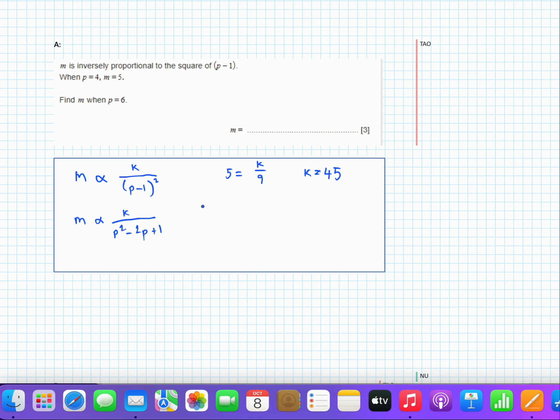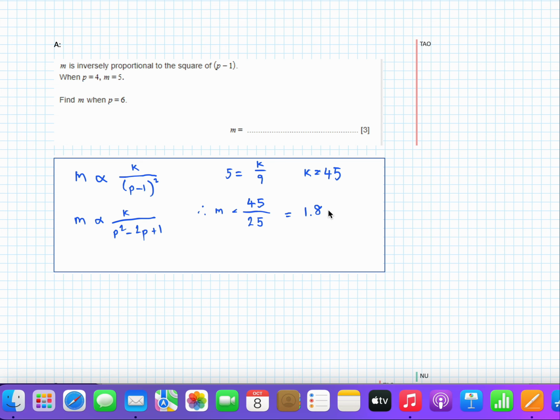And now we're going to plug in again, replacing k in the original equation. 6 squared minus 12. So you end up with k was 45 in this case. I'll just skip that step, we know already. So it's 45. And find m when p is 6. So 6 squared minus 2 times 6 plus 1 is 25. And so get your calculator out if you want. 1.8 is your answer there.